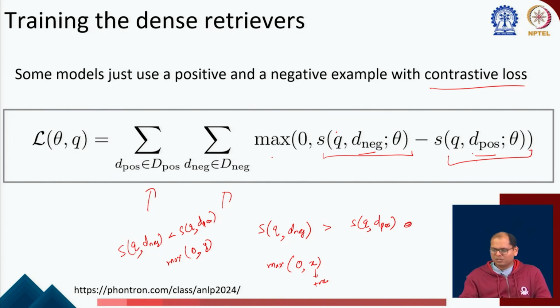Because this is higher than this, it is a negative quantity. So y is negative, and the max of 0 and a negative quantity will be 0. So there is no loss added for that. That is the contrastive loss that can be used, and you can also use that to train your dense retrievers. Now, given these loss functions, there may be other variations also.